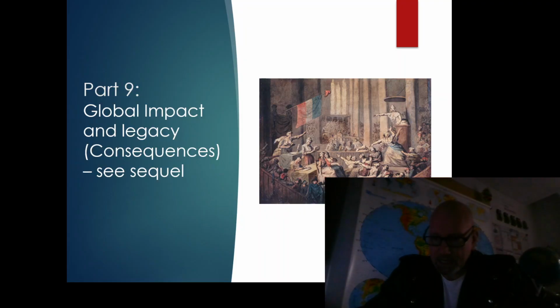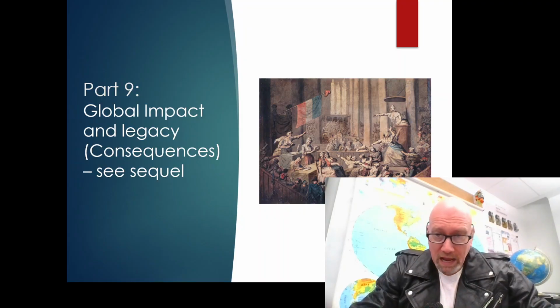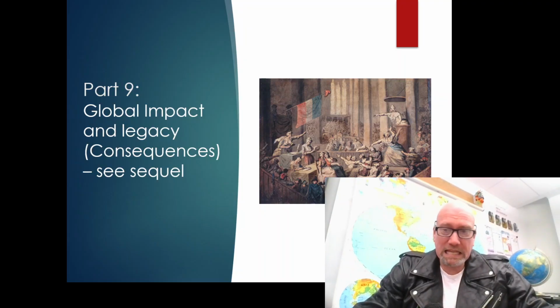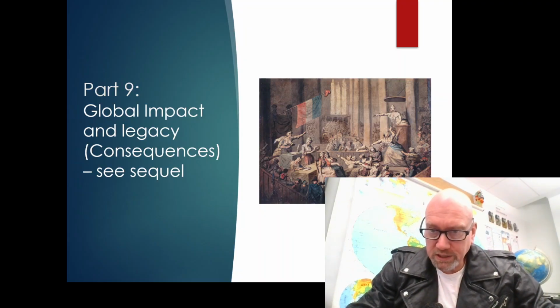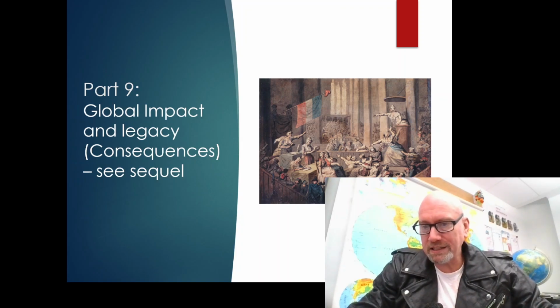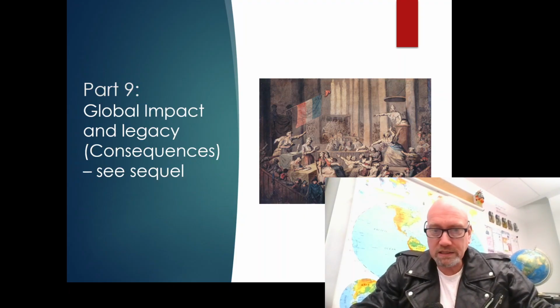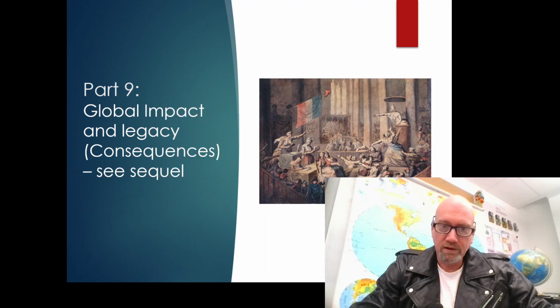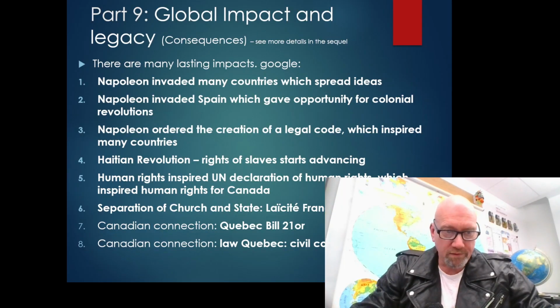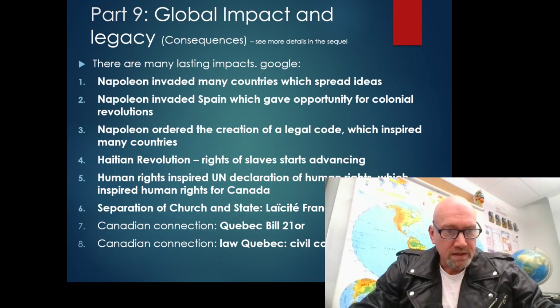Part 9, the global impact and legacy. So the French Revolution is so important to learn about because it is a huge landmark event in world history. Many countries look to the French Revolution for inspiration and guidance for other revolutions and other events. So, here are some of the lasting impacts.